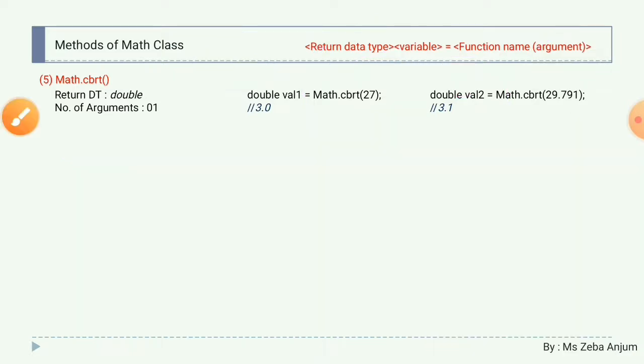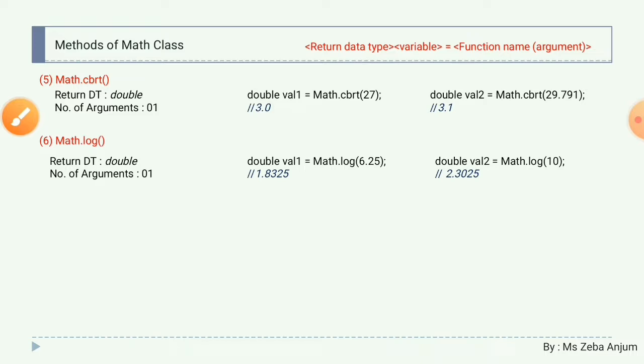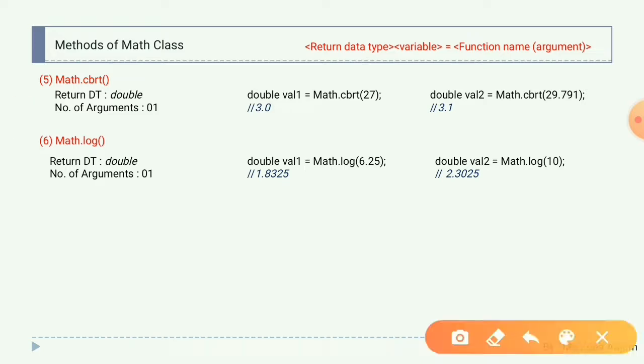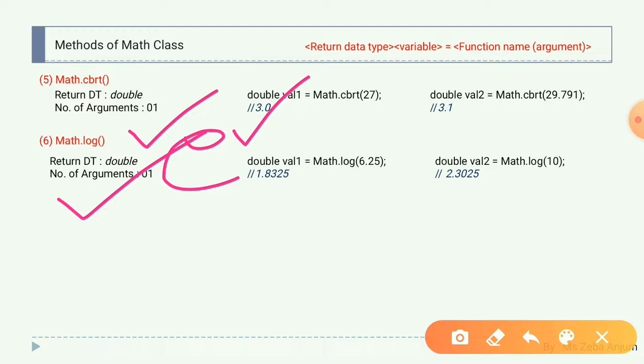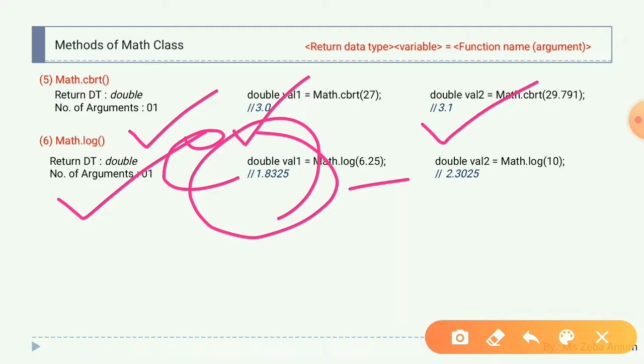Now moving forward with the sixth mathematical function, Math.log. Basically this function is going to calculate the logarithmic value, but what is the base? The base is e. Every time it is going to give you the logarithmic value with base e, and here also the return data type is double. The number of arguments is also 1. Now see the example. In the first example, if you calculate Math.log(6.25), it is going to give you an appropriate answer, and the same goes for the second example.